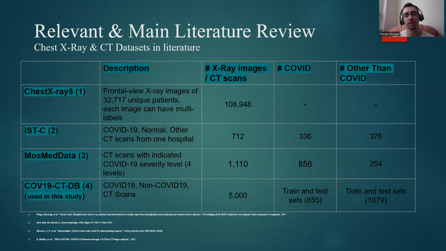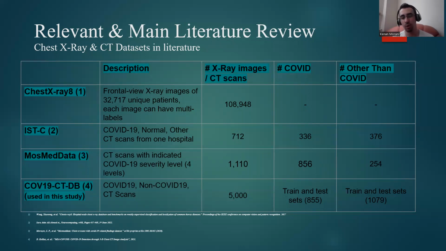In terms of the CT images, there is the IST-C data set. This is a CT scan data set. It has COVID-19, normal, and other labels. So these are the labels. CT scans from 1 hospital. The number of the CT scans is 712. The number of the COVID CT scans is 336 in this data set, and the rest, the normal and the others, are 376. So we have 336 COVID cases in this data set.